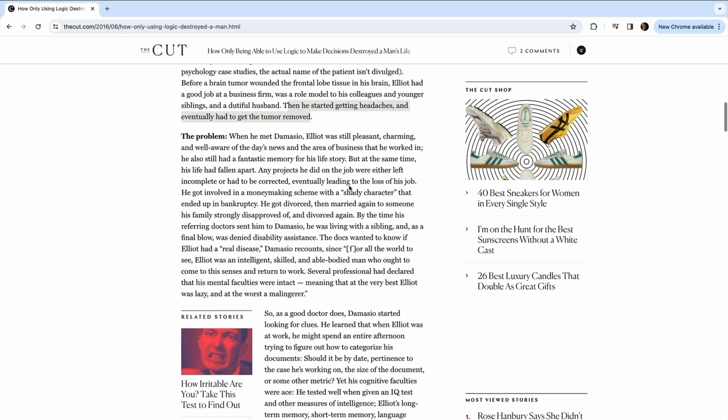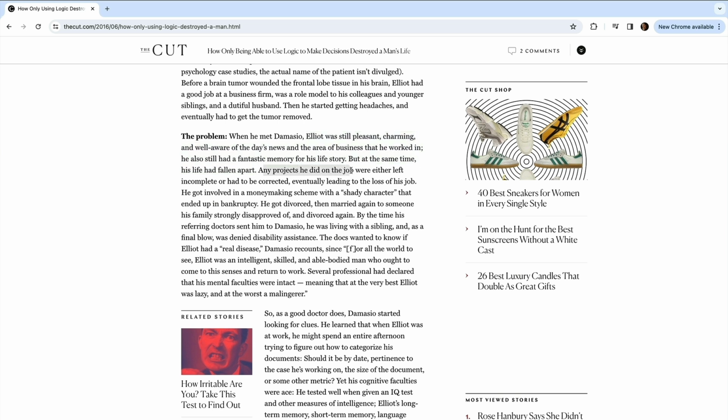And the neuroscientist who worked with him was Anthony Damasio, who is a legend in neuroscience, one of the most reputable researchers in it. He did work a few decades ago, but his work was foundational. So when Elliot came to him as a patient after all the problems started happening, Elliot, it says here, was still pleasant, charming, and well aware of the day's news and what area of business he worked in. He had a good memory, but at the same time, his life had fallen apart.